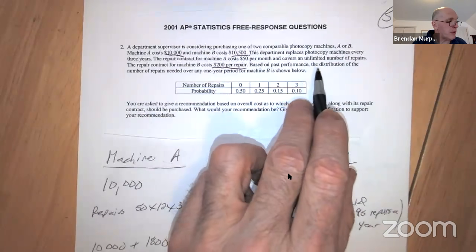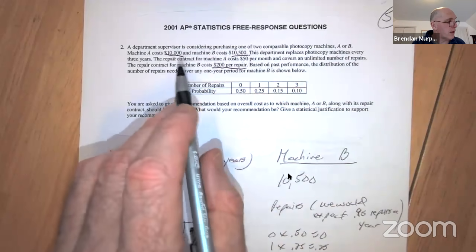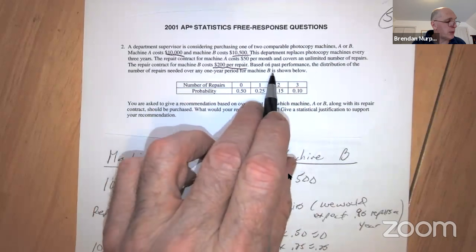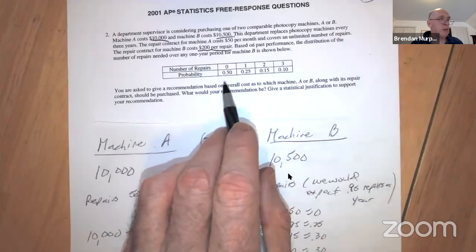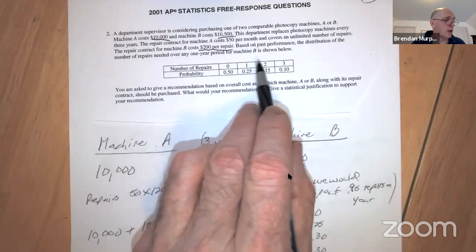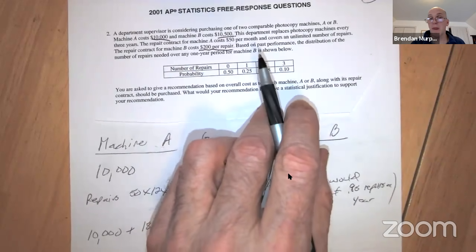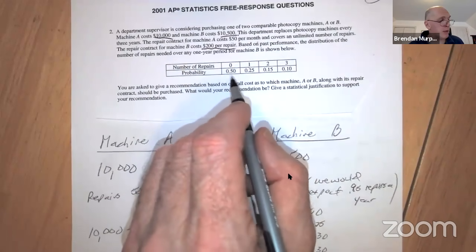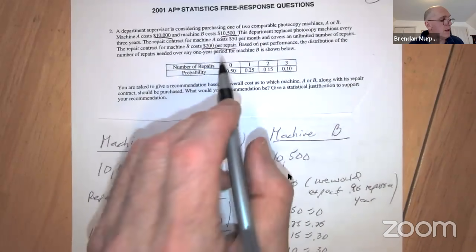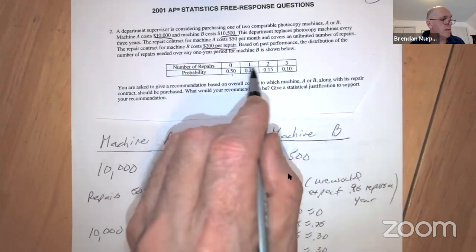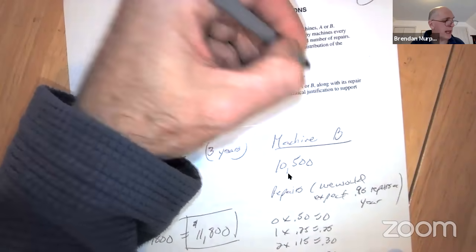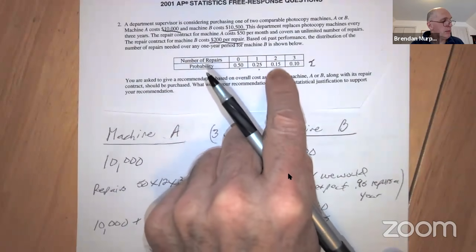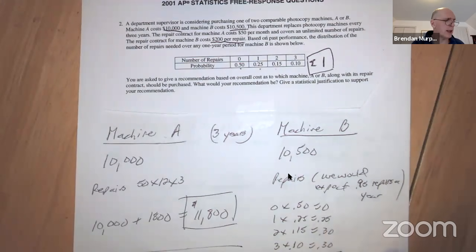Based on past performance, the distribution of number of repairs over a 1-year period for machine B is shown below. So it looks like machine B can have either 0, 1, 2, or 3 repairs. I wish our machines were that dependable. It feels like ours break a whole lot more than that. Here are the associated probabilities, and I would add those up, 0.75, 0.90, 1. The sum of the probabilities of a discrete random variable always needs to be 1, and I just want to confirm that.